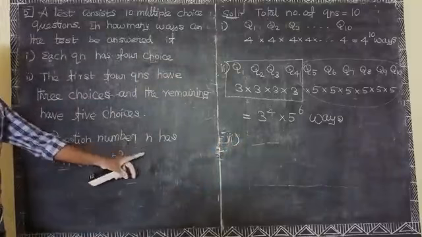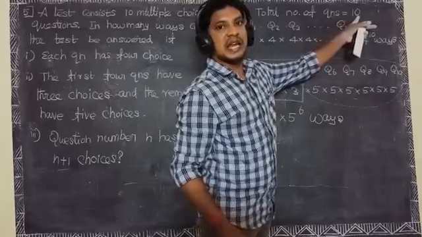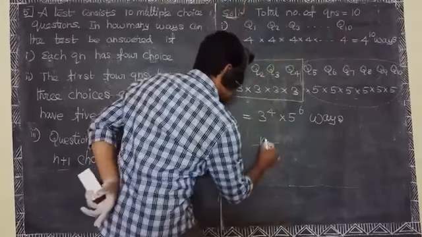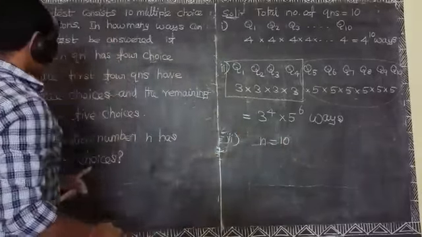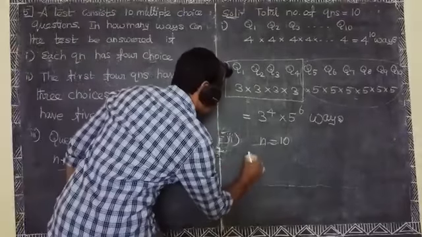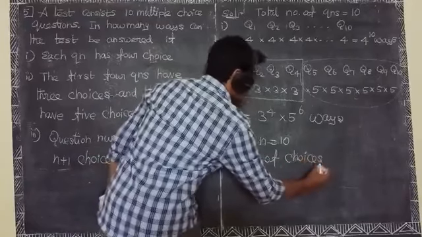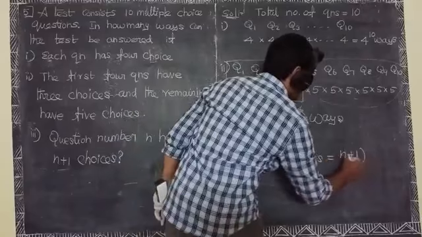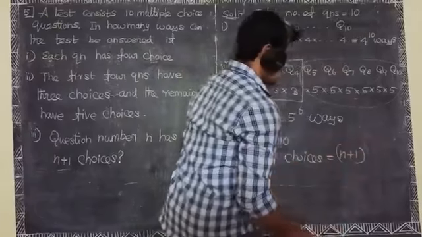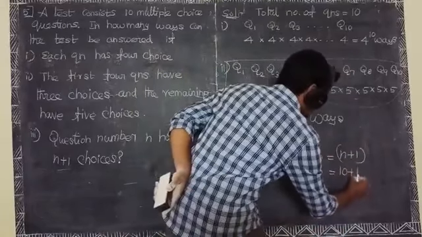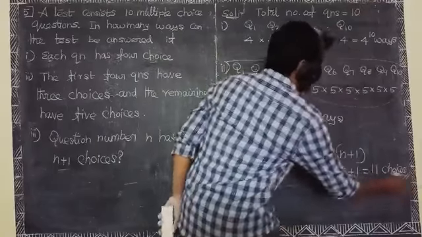In the third subdivision, question number n has n plus 1 choices. Given in our problem, the total number of questions, that is n, is 10. Sorry, n plus 1 choices. That is 10 plus 1, equal to 11 choices. Okay, thank you, students.